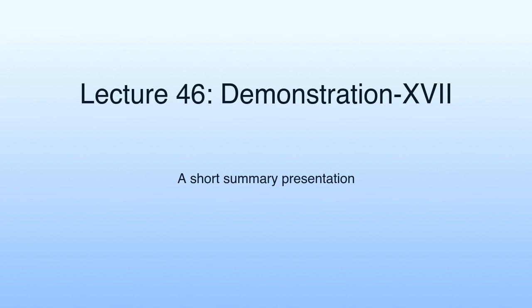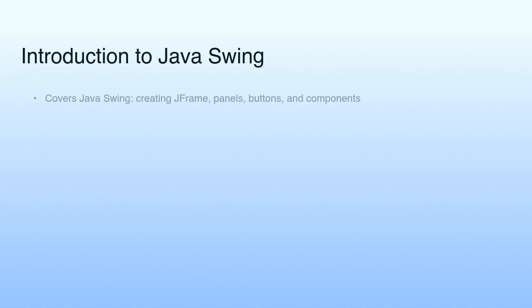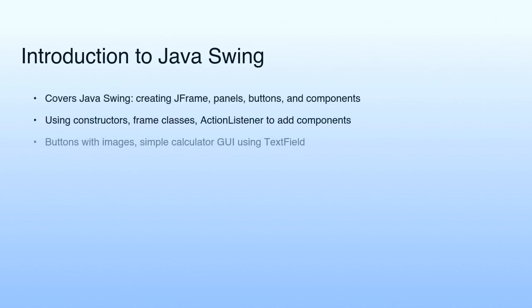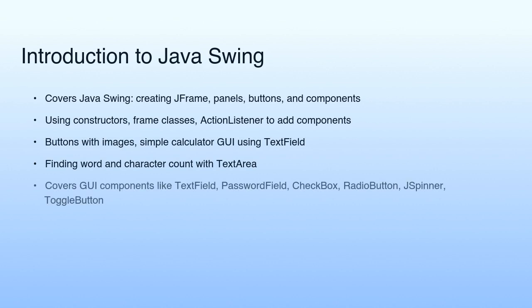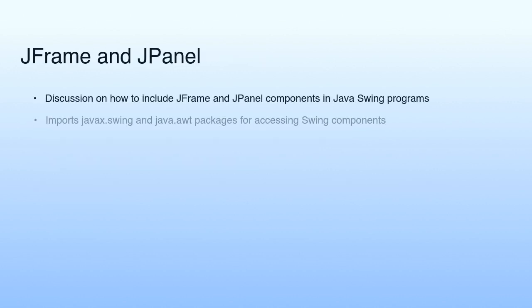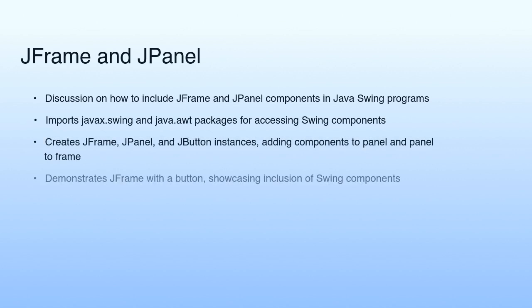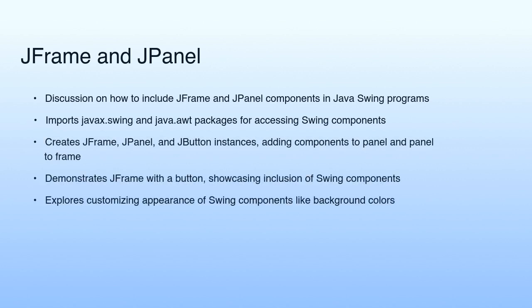Lecture 46 Demonstration-XVII. This video introduces the Java Swing library for creating graphical user interfaces, covering how to create JFrame windows, panels, buttons, and other UI components. It discusses including JFrame and JPanel components in Java Swing programs by importing the necessary packages and creating instances of these classes, demonstrating how to add buttons to panels and panels to frames.